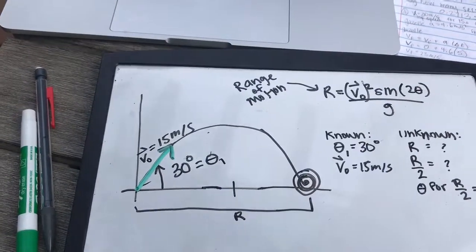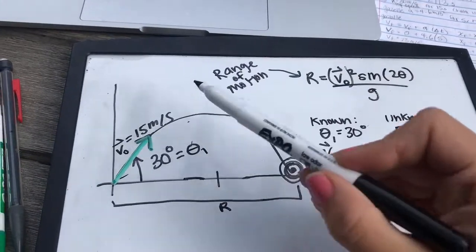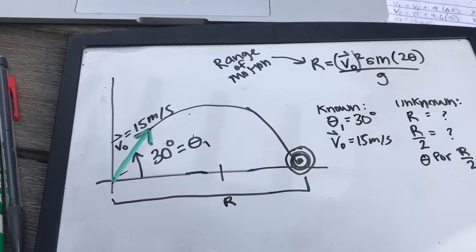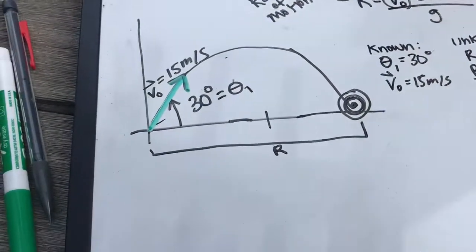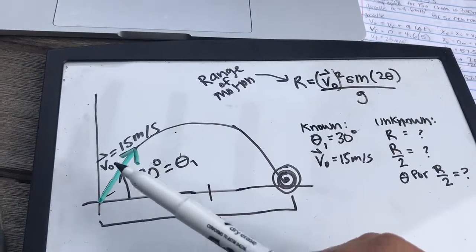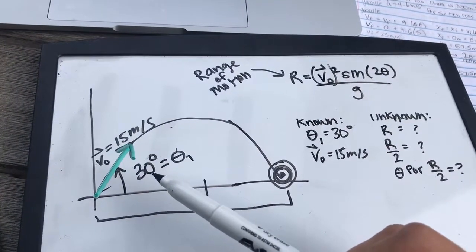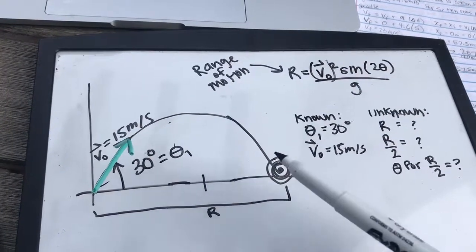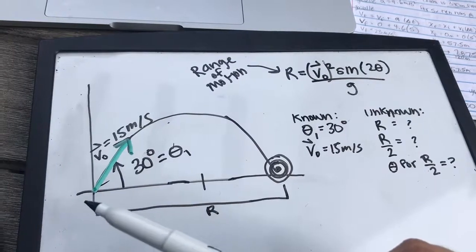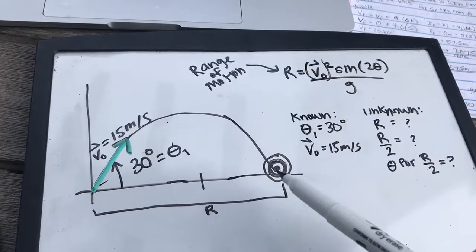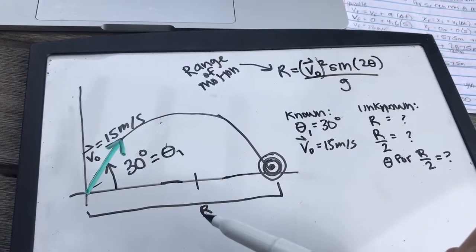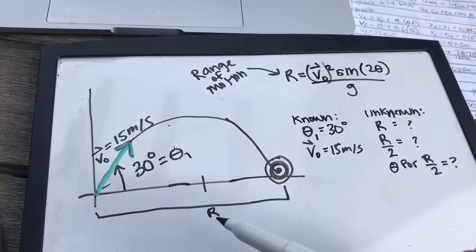So you know that your motion is projectile motion. So you know that your initial velocity is 15 meters per second, and for that, your angle is 30, and that hits it perfectly. So we're going to call that length between where the gun is shot and where the target is R. That's your range of motion. And what we're going to try to find is half of R.